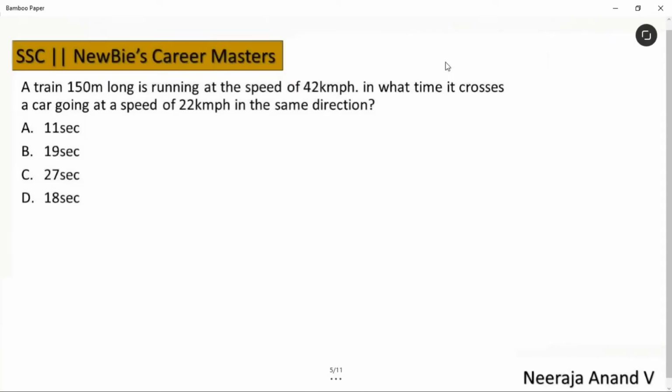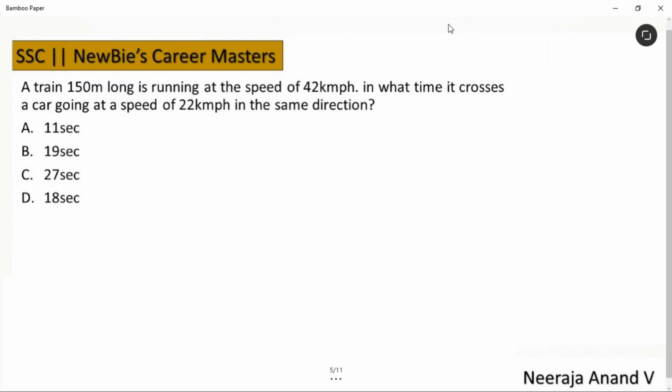Okay. Now the question is, a train 150 meter long is running at the speed of 42 kilometer per hour. In what time does it cross a car going at the speed of 22 kilometer per hour in the same direction? Okay, see, the car length is negligible when compared to the train length. Correct? No, this is like the first pattern, but the car is moving. The car is not a stationary object now. The car is a moving object now. Am I clear? This is the third pattern.